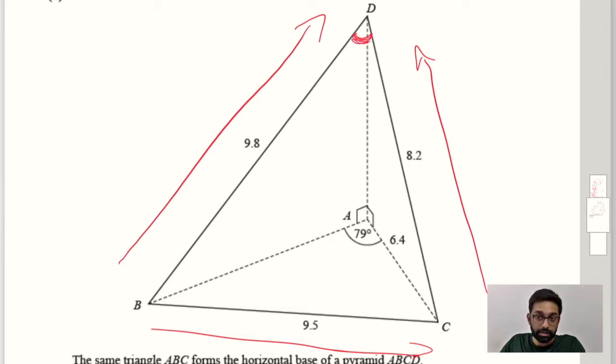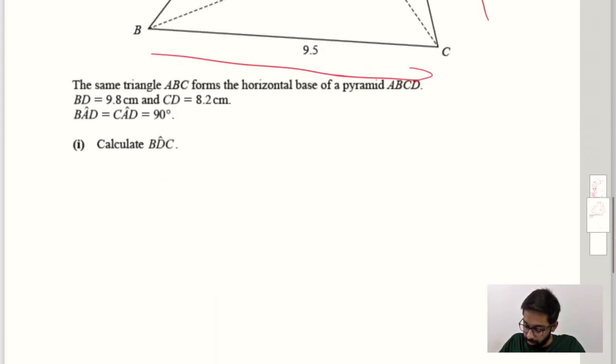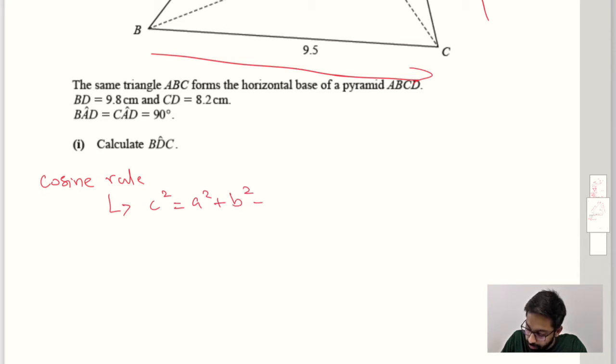In order to find this angle, the easiest and the shortest way is to use the cosine formula. This is the cosine formula. Write the formula first. Cosine rule. This is what it is. C square equals A square plus B square minus 2AB cos C. Sorry, this is the cosine formula. I was about to write sine. So let's write cos instead.